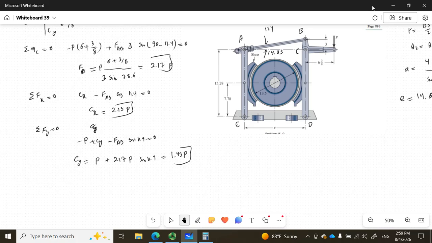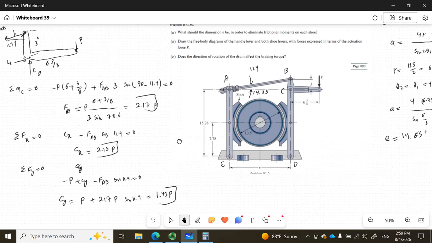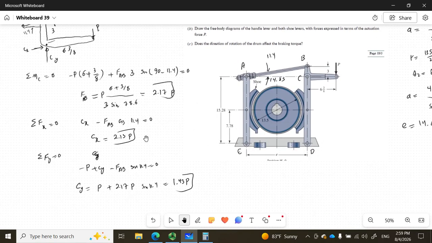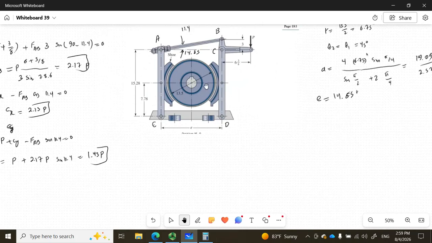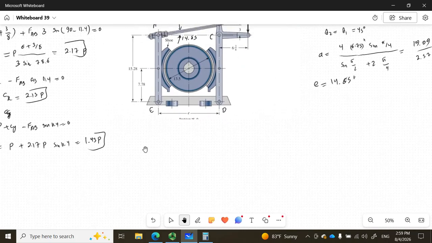Alright, so now with CX and CY, we look at this arm that the right shoe is sitting on, and let's look at the FBD of that.